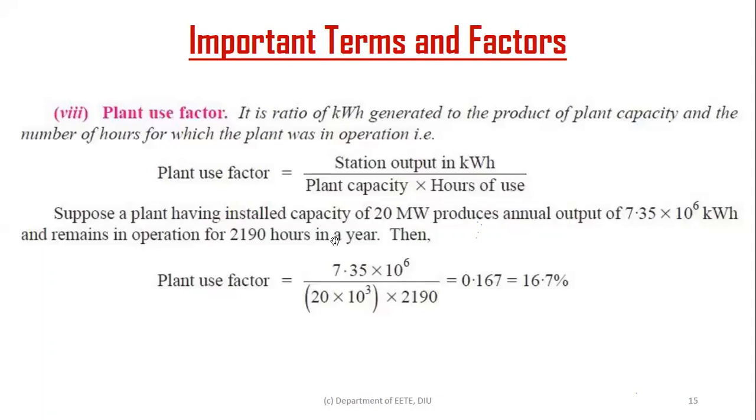So if I just put in this value, this is the station output for the whole year. This is the plant capacity, 20 into 10 to the power 3, the megawatt we convert into kilowatt, and the hours used, and we get 0.167. If we make it a percentage, this is 16.7%. That means the plant has been used only 16.7% of its capacity.